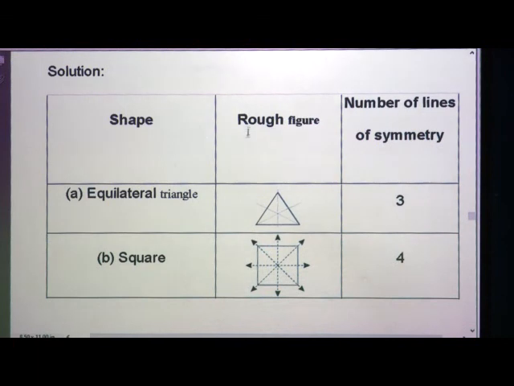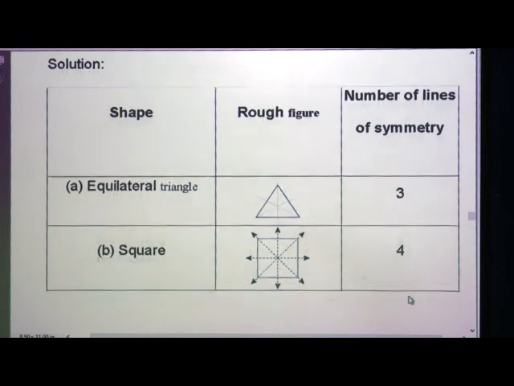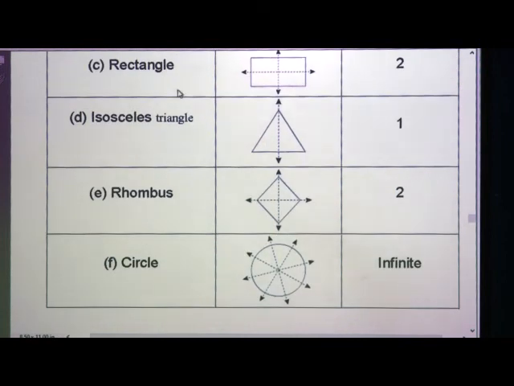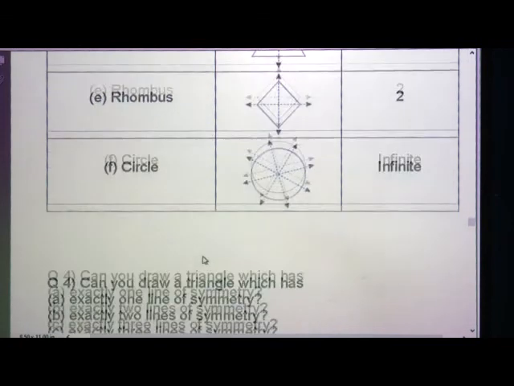Let us complete the table. Now, the shapes are given and we need to find the number of lines of symmetry. For equilateral triangle we have 3 lines of symmetry, for square 4 lines of symmetry, for rectangle 2 lines of symmetry, isosceles triangle 1 line of symmetry, rhombus 2 lines of symmetry, and circle infinite lines of symmetry.